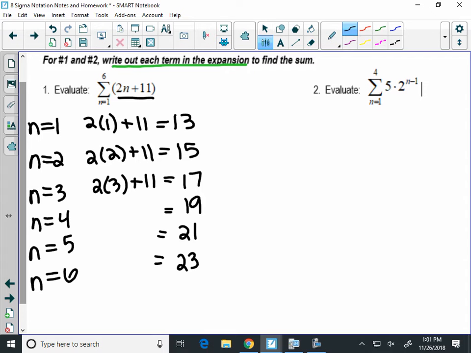So now I want you to take your calculator. What we are actually adding up is this column of numbers. 13 plus 15 plus 17 plus 19 plus 21 plus 23. You're going to type those all into your calculator and tell me, what is the sum? What do they all add up to? What do you got, Bobby? 108. 108 is correct. Thank you.